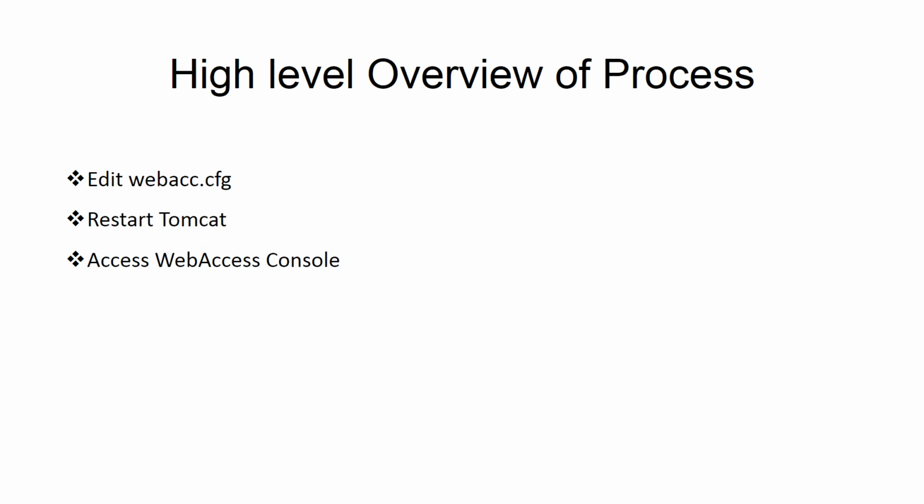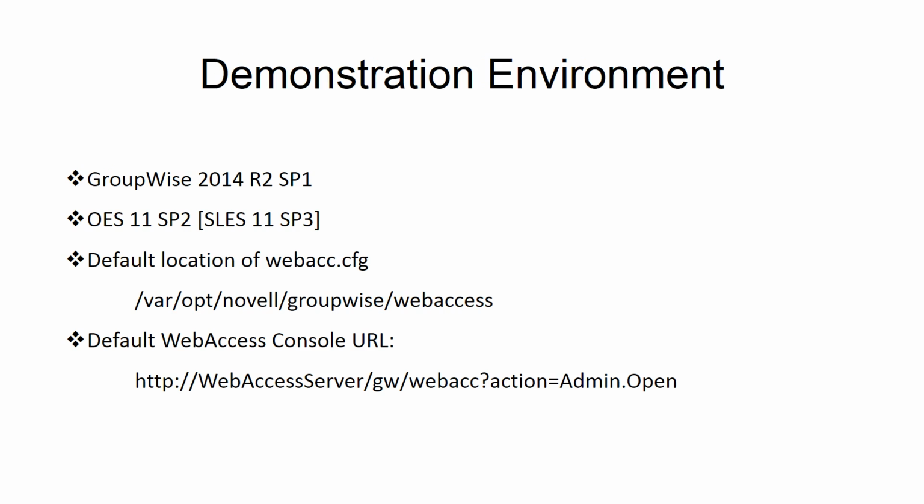We're going to do three things. We're going to edit the webac.cfg file, restart Tomcat, and access the WebAccess Console. My demonstration environment is based on the following. We're using GroupWise 2014 R2 SP1 that is running on an OES 11 SP2 server.